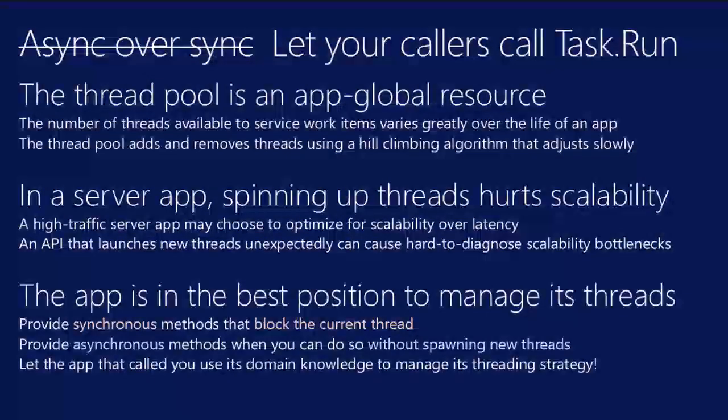And so again, the app is really in the best position to manage its threads, and you should leave that up to the app. Provide synchronous methods and have them actually block the current thread when that's the core implementation you have. Provide asynchronous methods. That's great, but do so when you can do it without kicking off new threads. Let the user use their own domain knowledge of what they're building to know how they want to manage their threading strategy.